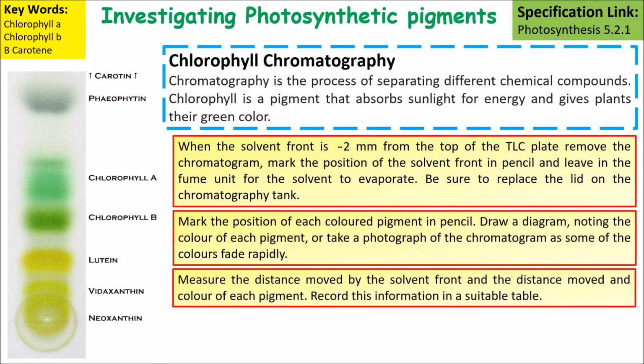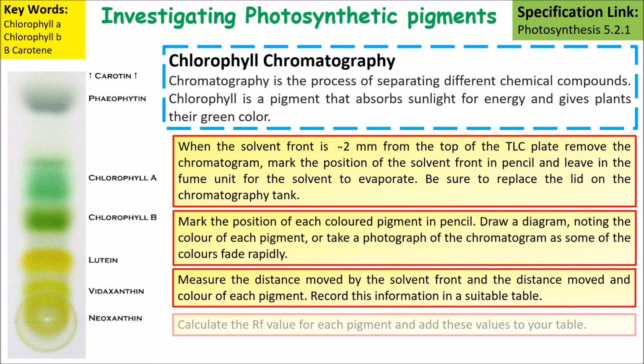Then measure the distance of the solvent front and the distance that each pigment has moved. We can then look at calculating the RF value for each pigment, and by that we can use a table to see what the pigments actually are.